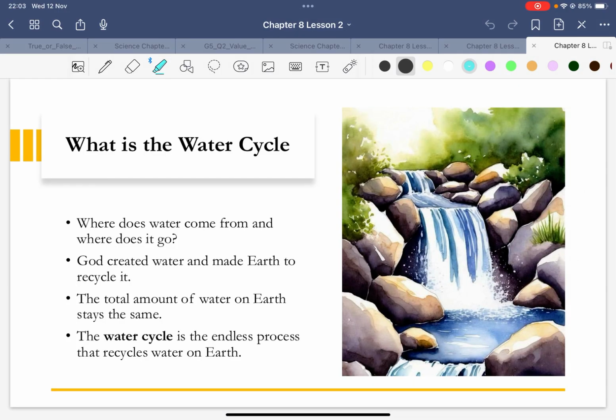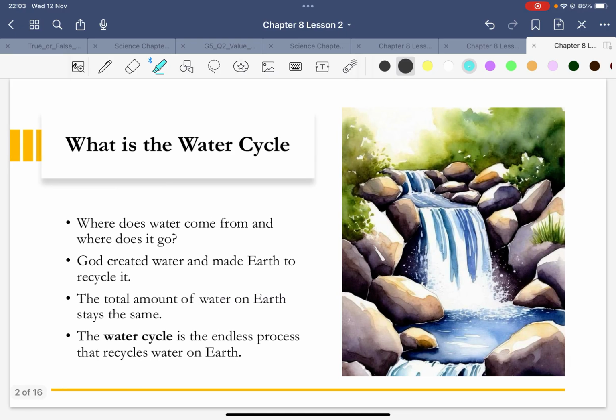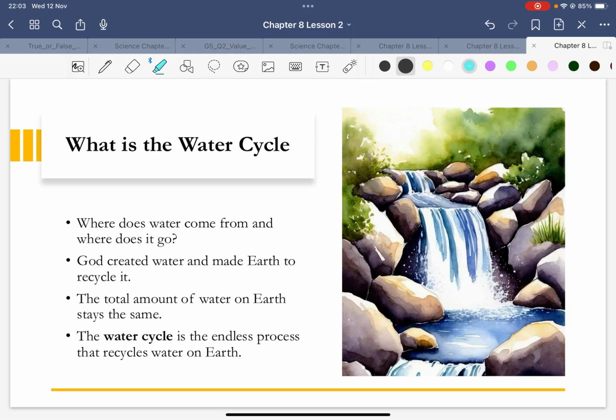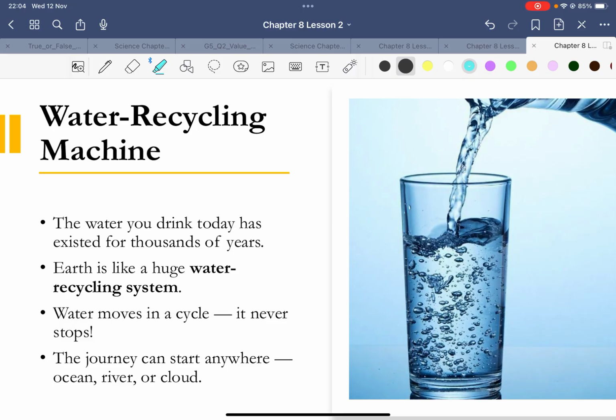All right, this is lesson two. So lesson two, we are looking at the water cycle. Okay, so what is the water cycle? When you look at the water cycle, it means the way in which water moves around the earth. It never stops. There are actually four main processes in how it moves. Earth is a huge water recycling machine. It moves in a cycle, and this cycle never stops. As long as there is a sun, the cycle keeps on going.